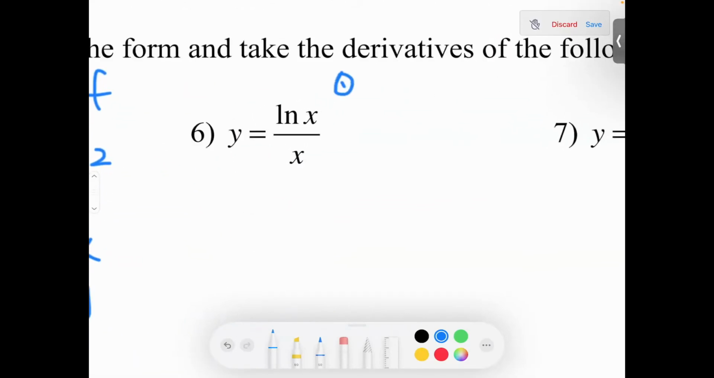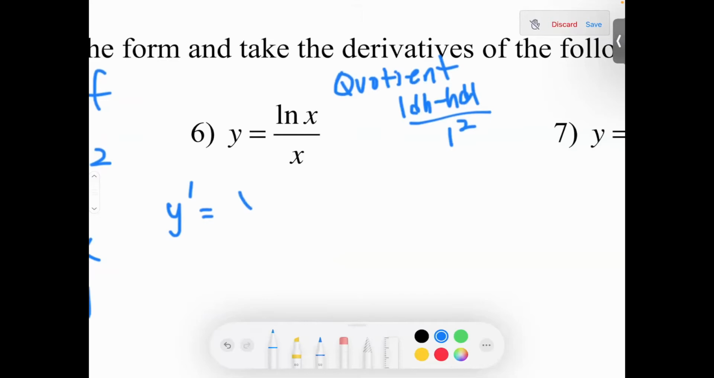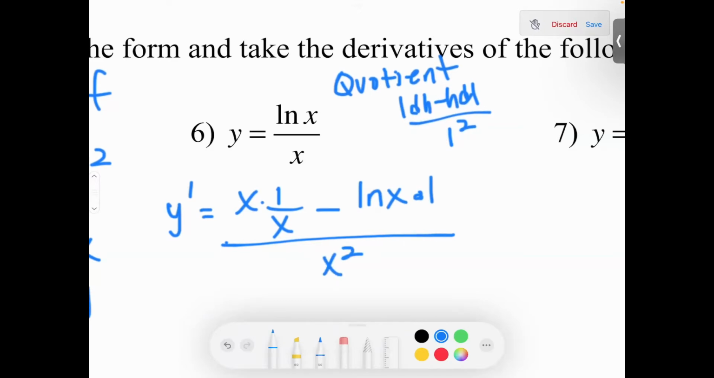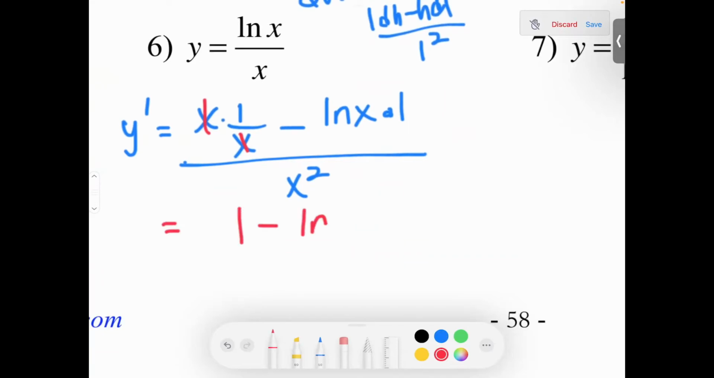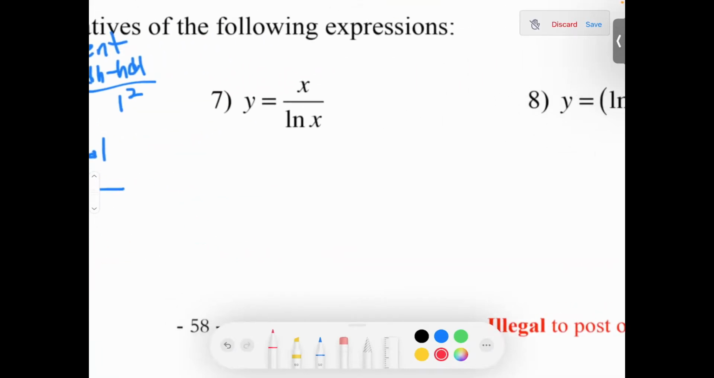Number 6 looks like a quotient. We could possibly rewrite this as x to the negative 1 times ln x, and then we wouldn't have to use quotient rule, but I'm just going to use quotient rule. We're looking at low d high minus high d low all over low squared. All right, the low is x times the derivative of ln x, which is 1 over x, minus the top, ln x, times the derivative of the bottom, which is 1, all over x quantity squared. These x's will cancel out, so we get 1 minus ln x on top all over x squared in the denominator. Rock on.